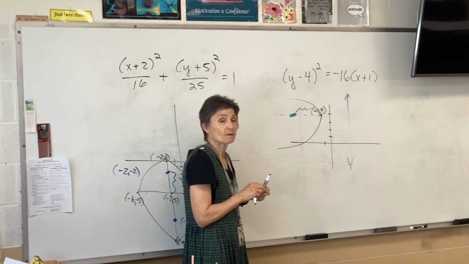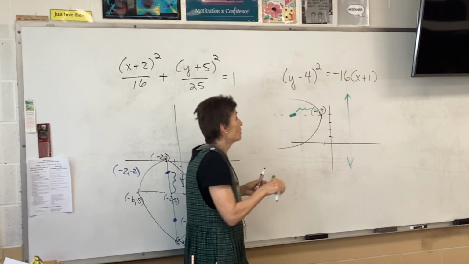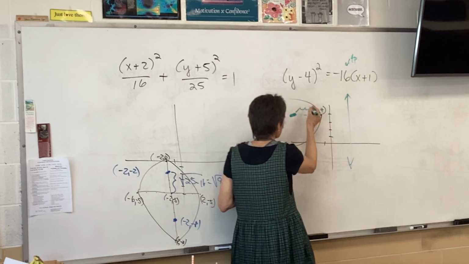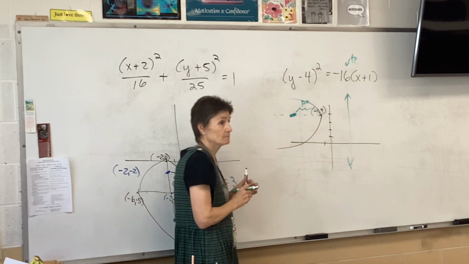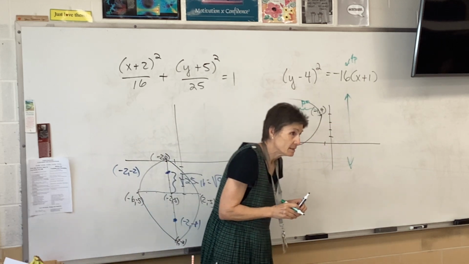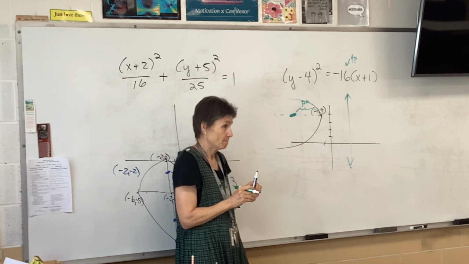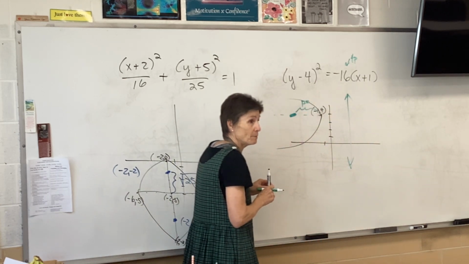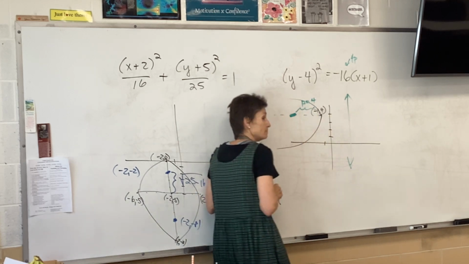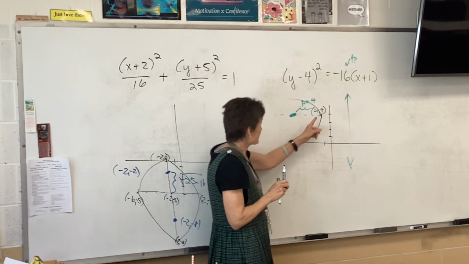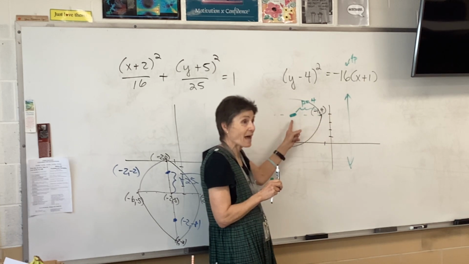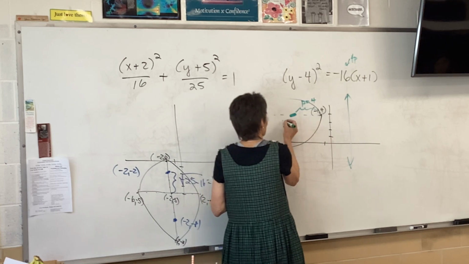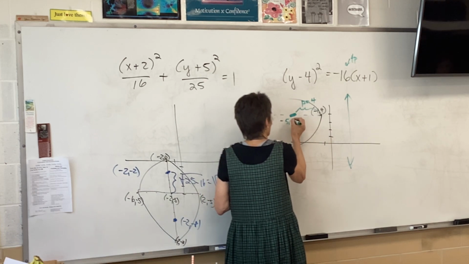How do we do it with a parabola? 4p. We know this number is always 4p, and this number is always p. In the graph, it's p. In the equation, it's 4p. So if 4p is 16, then p must be 4. So I'm gonna start right here at my vertex, and I'm gonna back up 4. So where am I if I back up 4? -5. Yep.